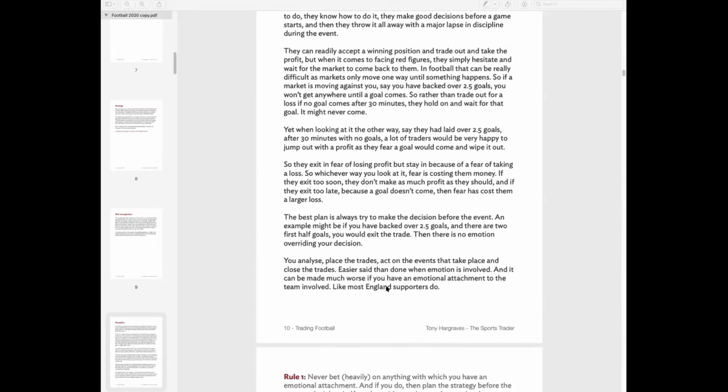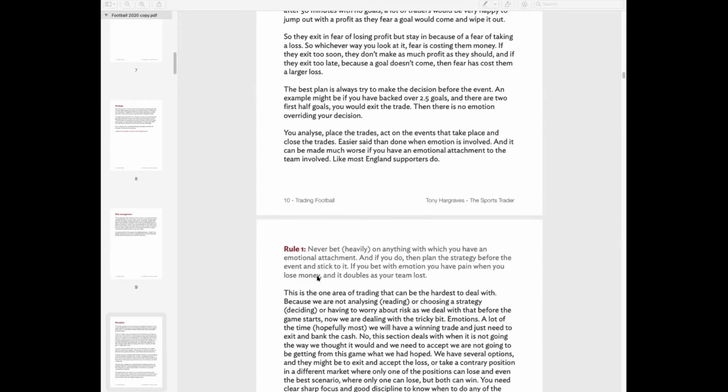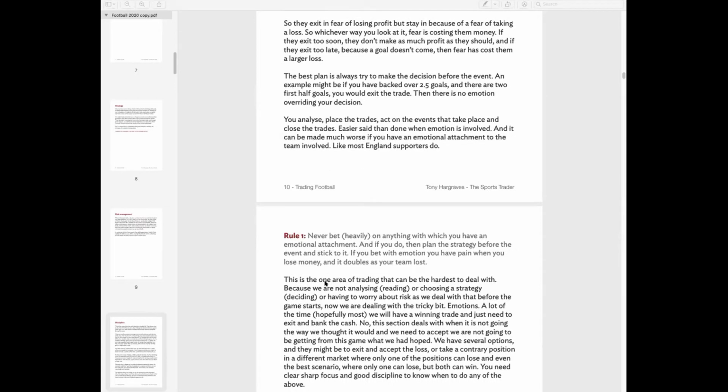So you can analyse, place the trades, act on the events that take place and close the trades. It is easier said than done when emotions evolve. So we've got to take the emotion out of it. And it can be a lot worse if you've got an emotional attachment to the team, like a lot of England supporters do when England play. So rule number 1 with discipline is never bet big on anything with which you have an emotional attachment. And if you feel you have to, then plan the strategy before the event and stick to it. If you bet with emotion, you have pain when you lose money and it doubles because your team lost.